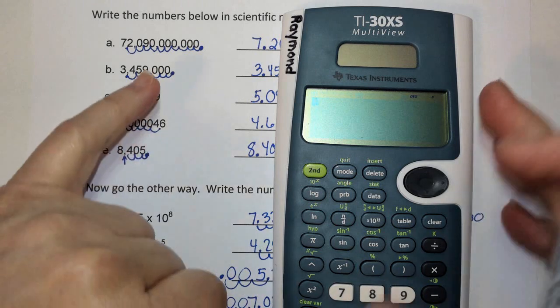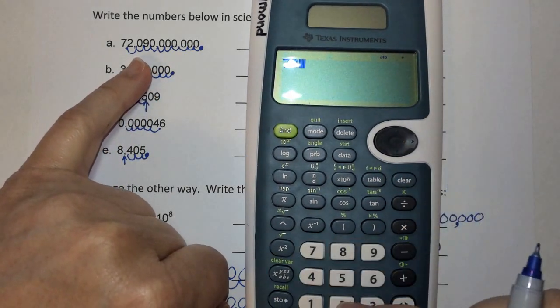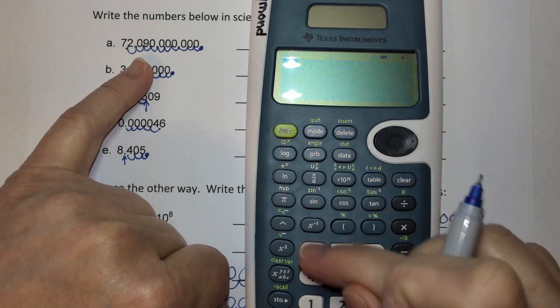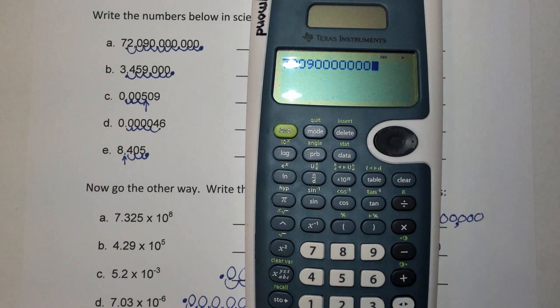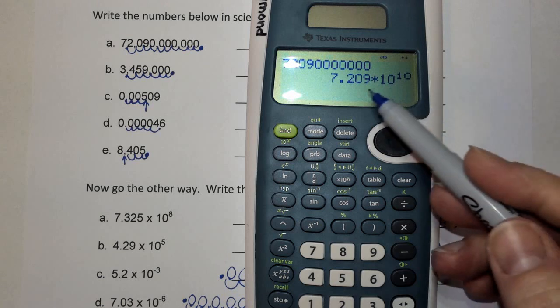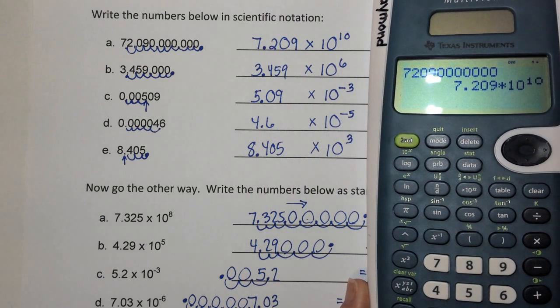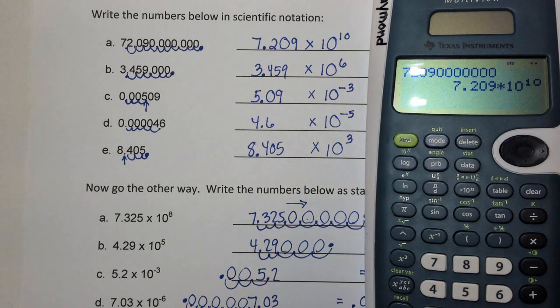All right, let's take this large number here. When you have a very, very large number, like 72,090,000, how many zeros? Let me try that again. 72,090,000. 1, 2, 3, 1, 2, 3. There. When you have a very large number, you can just hit enter, and your calculator will say, you know what? Nah, I'd rather see it this way. And your calculator will go ahead and do that for you. Did we get it right? We did. 7.209 times 10 to the power of 10.